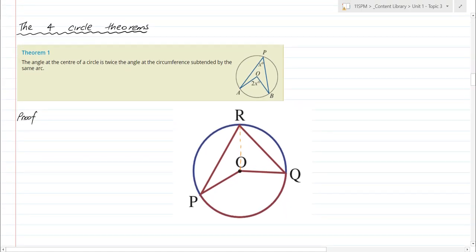So I'm going to give you the 4 circle theorems. You are welcome to copy them down if you'd like to. They're pretty short, the first 4 anyway. And then we're going to talk about tangent theorems next lesson, but I'll probably finish the examples next lesson.